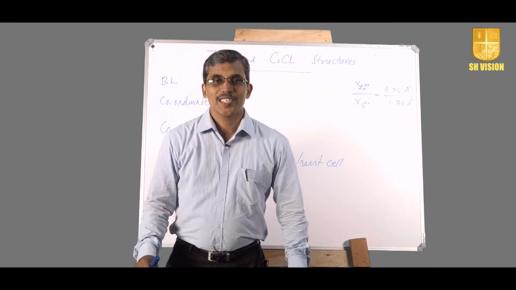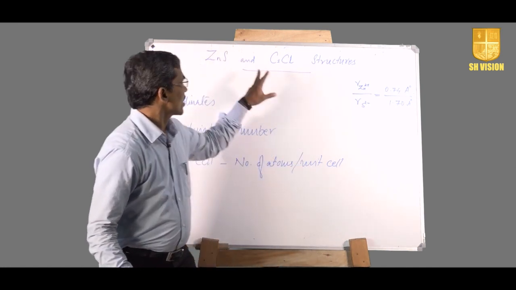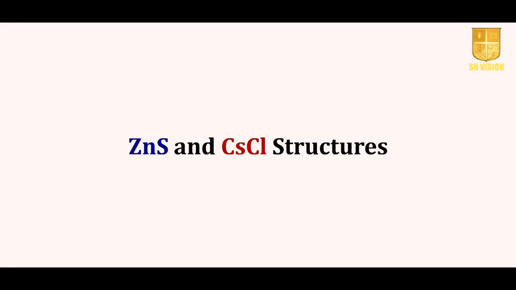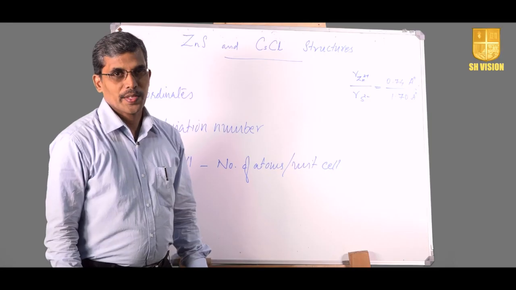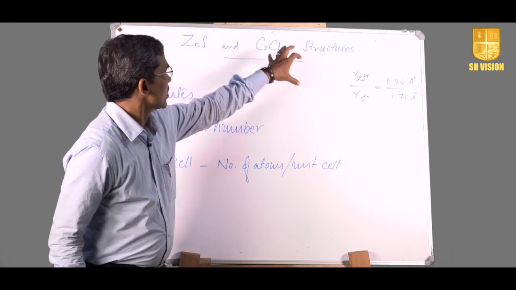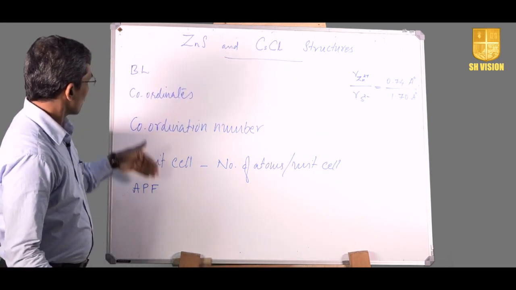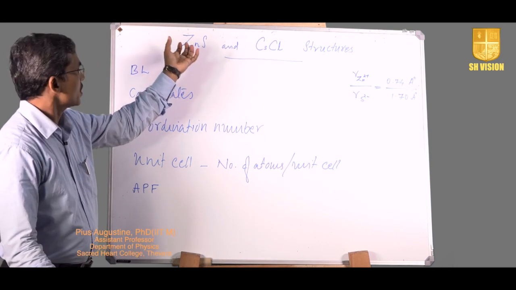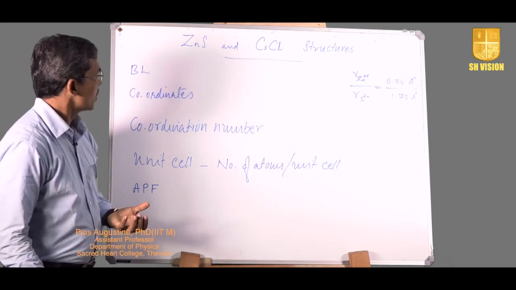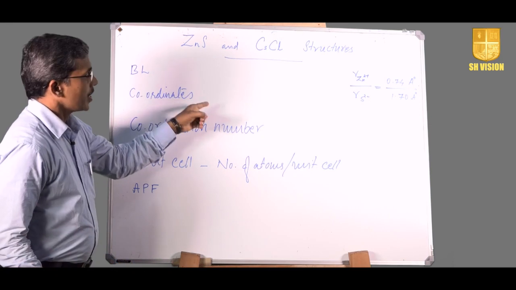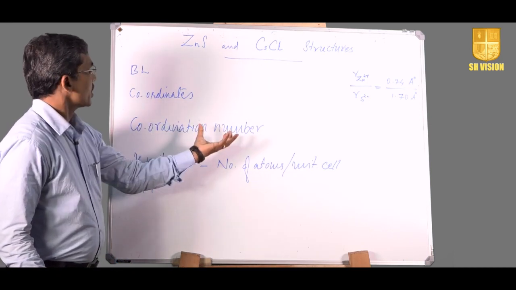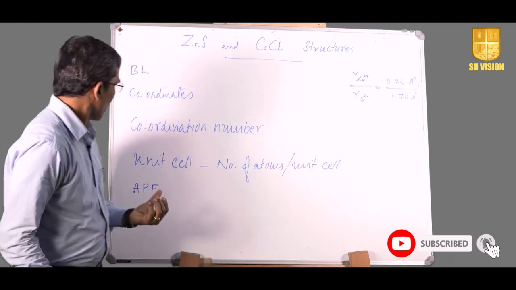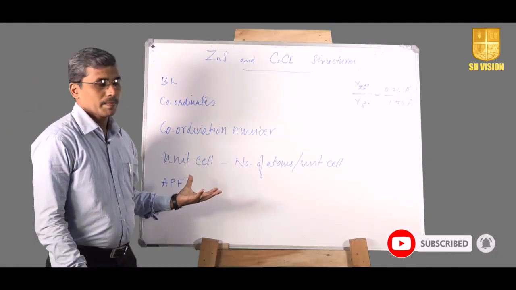Hi. So today we will discuss two other crystal structures, zinc sulfide and cesium chloride crystal structures. In order to understand these crystal structures, we have to go through these parameters, that is the Bravais lattice upon which these structures are made up of, then coordinates, then coordination number, unit cell and number of atoms per unit cell, and atomic packing factor.